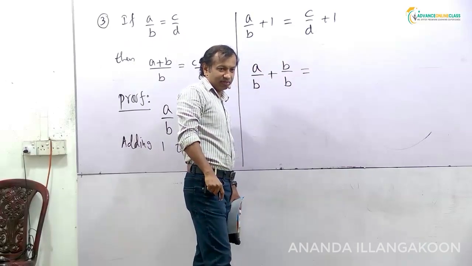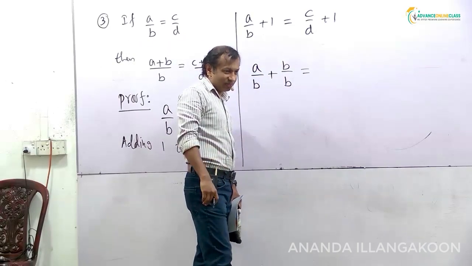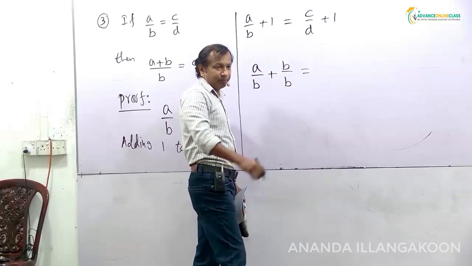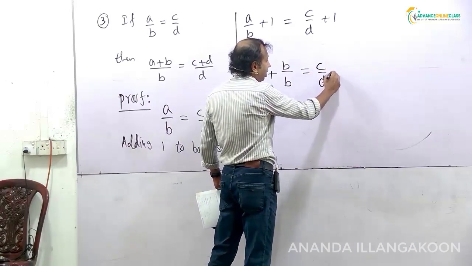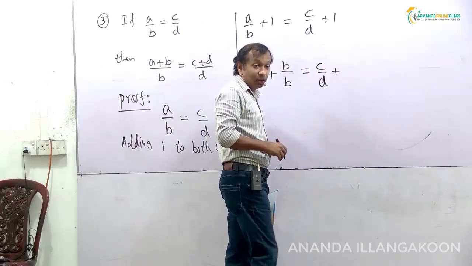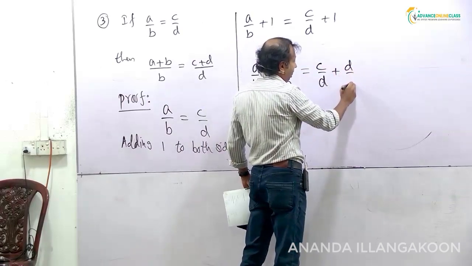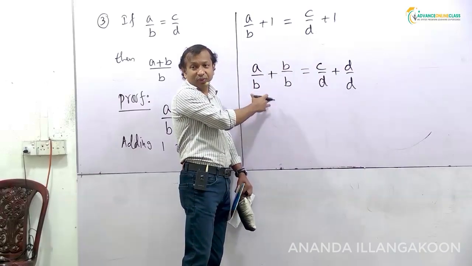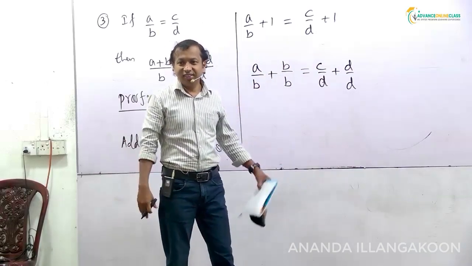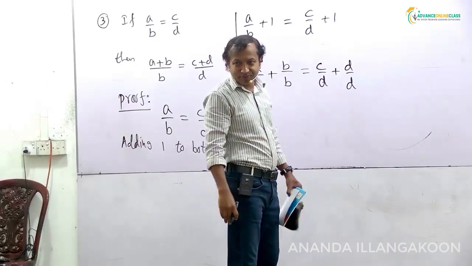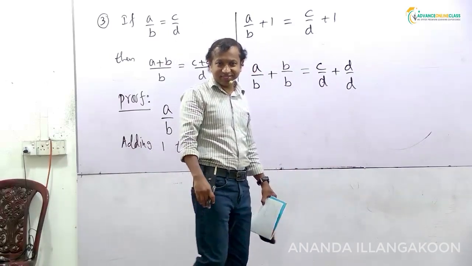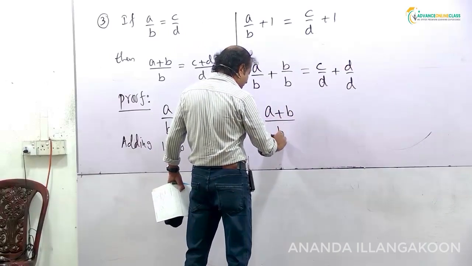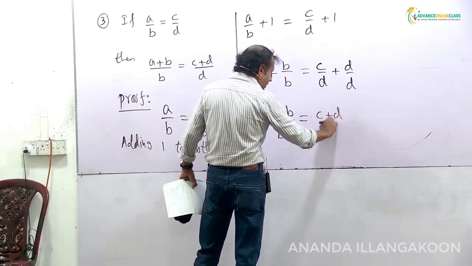Correct, no? B by B is 1, no? Right. Then meantime tell me right hand side 1 to write the way? Yes, C over D we have first. This one we write as how? D over D. Yes, D over D. Right. Then left hand side we have common denominator B. Then directly you can write. Right hand side also same. Then the result is in hand. A plus B divided by B is equal to C plus D by D.